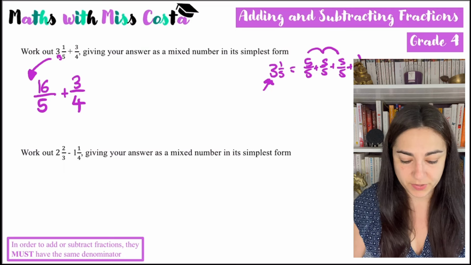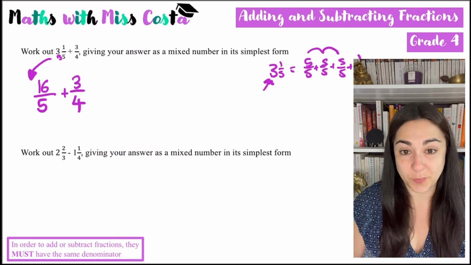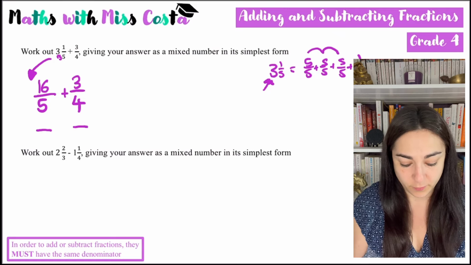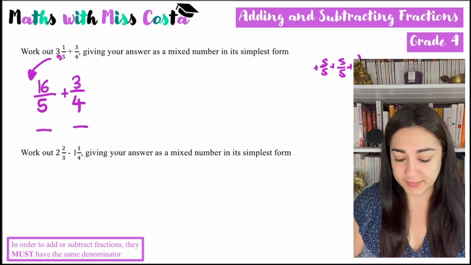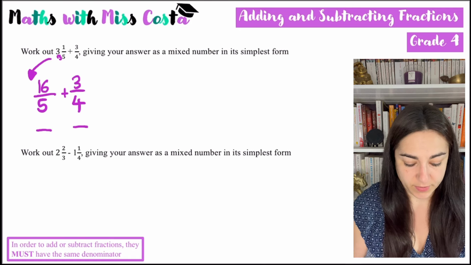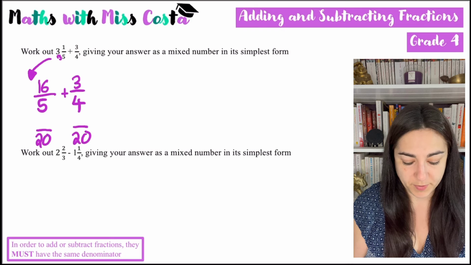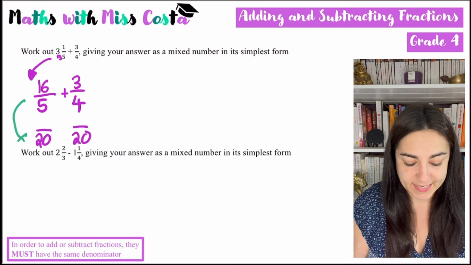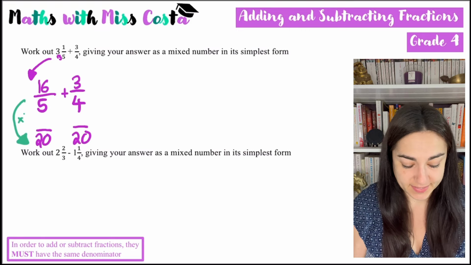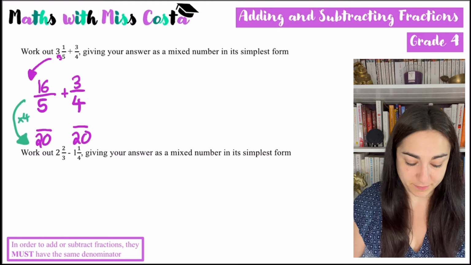But the next thing I want to do is turn them into equivalent fractions with the same denominator. So I want to find the lowest common multiple of 5 and 4. And the lowest common multiple is the first number in both numbers' times tables. So that would be 20. So I'd rewrite them both as fractions over 20. And I think to yourself, what do you multiply 5 by to get to 20? You multiply it by 4. So therefore you have to multiply the numerator by 4 as well.